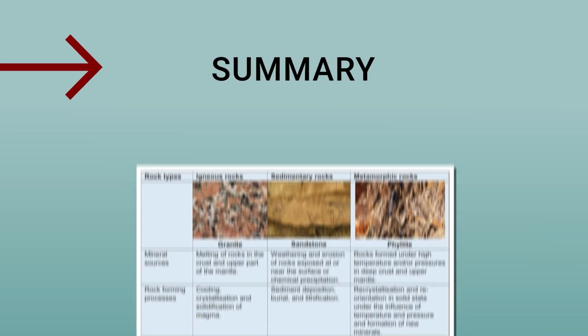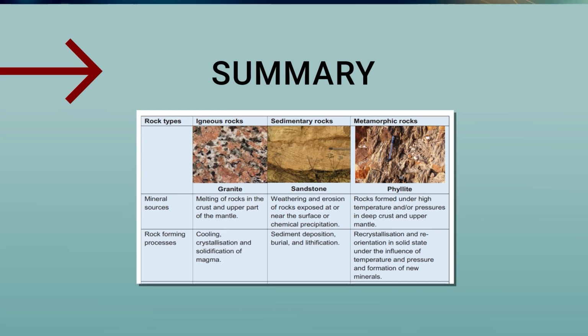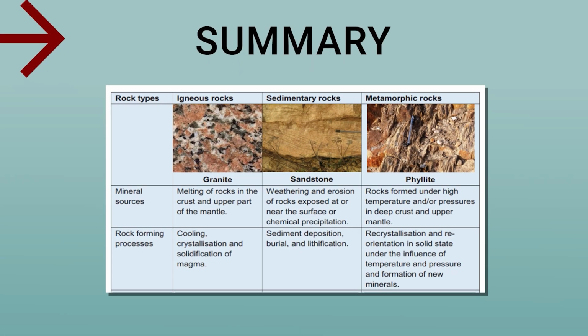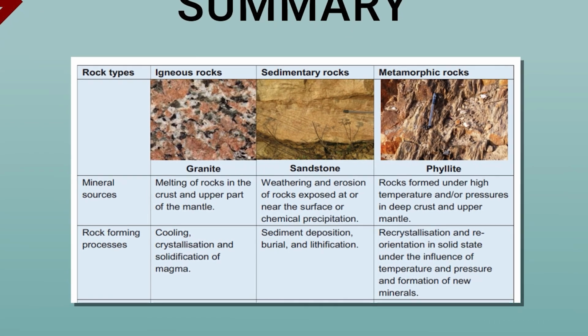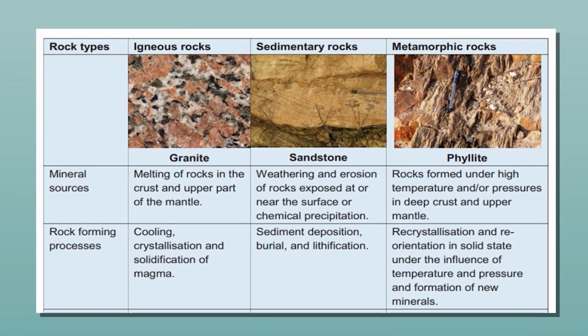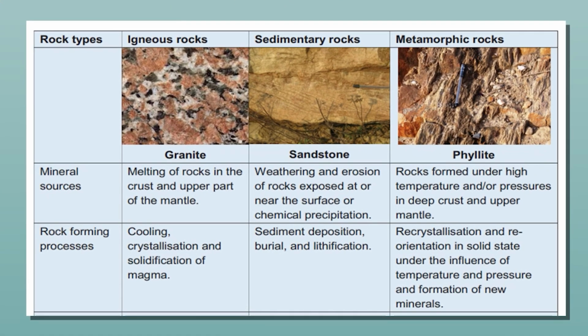Just a last slide to show you: rock types can be igneous, sedimentary or metamorphic. What are the minerals? You can see granite, sandstone and phyllite. You can see the mineral sources. You can see the rock forming process, which is clearly given in these diagrams.